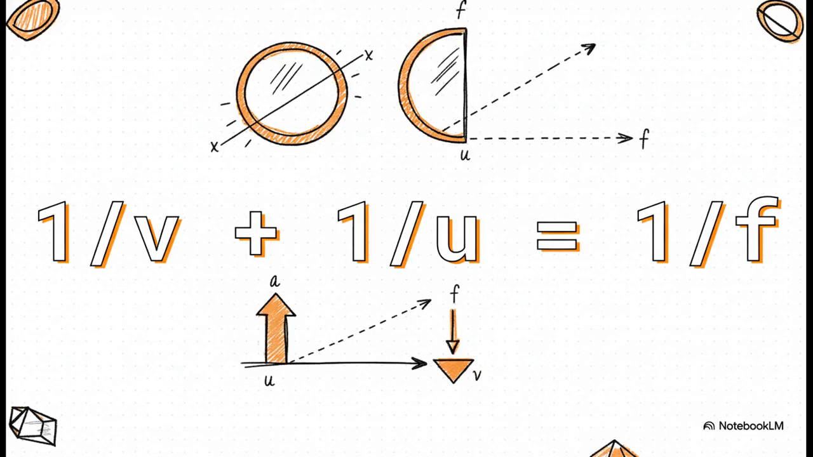And here it is, the secret code behind all of this, the mirror formula. It's this elegant little equation that connects an object's distance, its image's distance, and the mirror's focal length. It lets scientists and engineers predict exactly what a reflection will do with perfect accuracy.